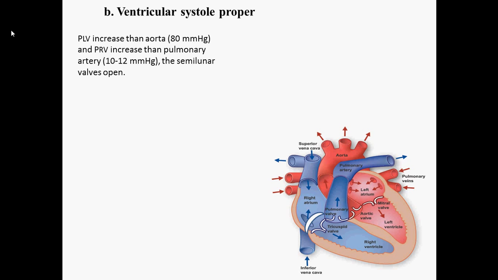From the right ventricle the blood is ejected into the pulmonary artery, and from the left ventricle the blood is ejected into the aorta. So as the pressure of the left ventricle increases than aorta, that is 80 mmHg, and the pressure of the right ventricle increases than pulmonary artery, that is 10 to 12 mmHg, the semilunar valves, that is the pulmonary valve as well as the aortic valve, open up.